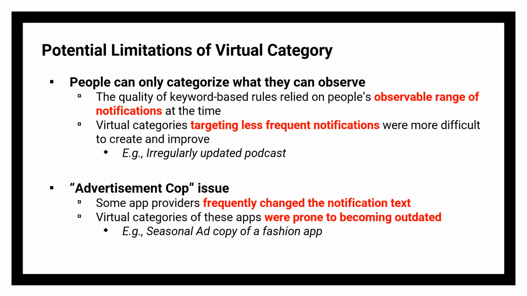At the same time, we figured out the potential limitations of the virtual category. First, participants could only categorize what they could observe. The quality of keyword-based rules was largely affected by people's observable range of notifications. Second, some app providers frequently changed the notification text. The virtual category of these apps was prone to becoming outdated.